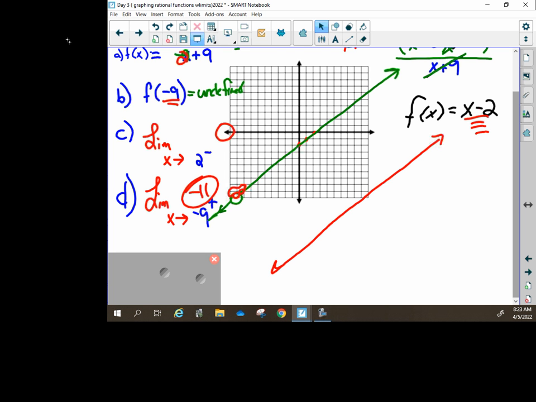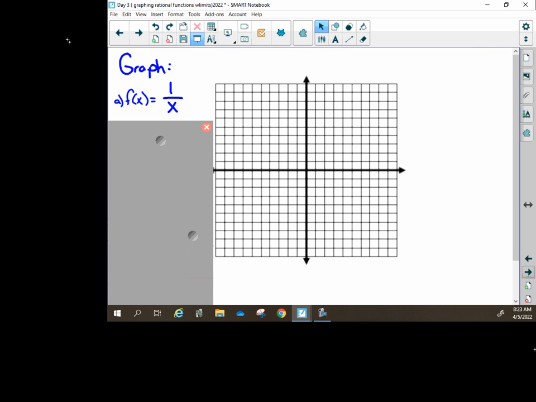Okay, scale 1 to 5, where were we at on that graph? Alright. Okay, go ahead and sketch a graph of that.